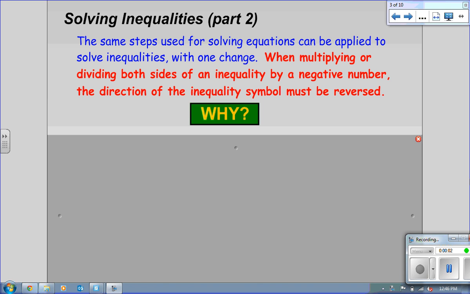The same steps used for solving equations that we learned in our previous lessons can be applied to solving inequalities with one distinct change. When multiplying or dividing both sides of an inequality by a negative number, the direction of the inequality symbol must be reversed. Let's take a look at why.